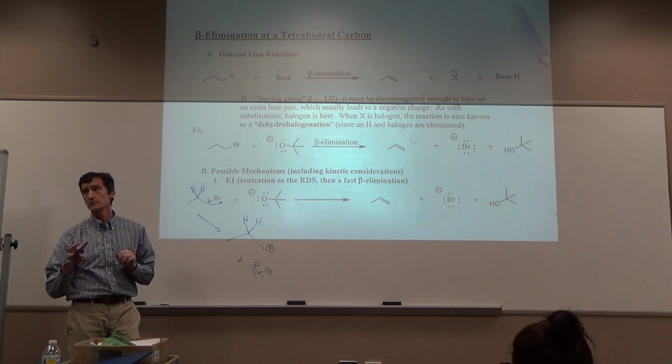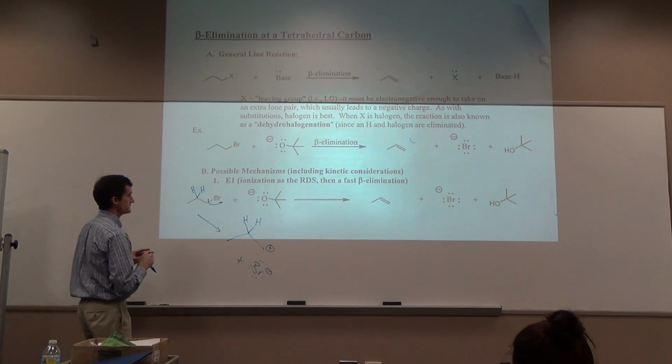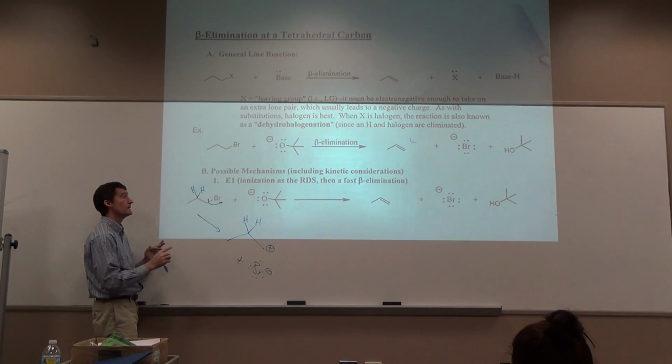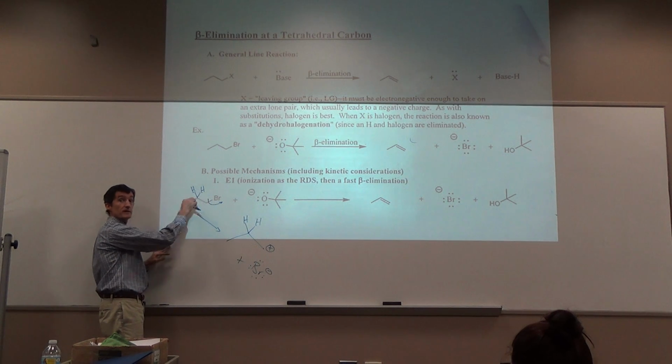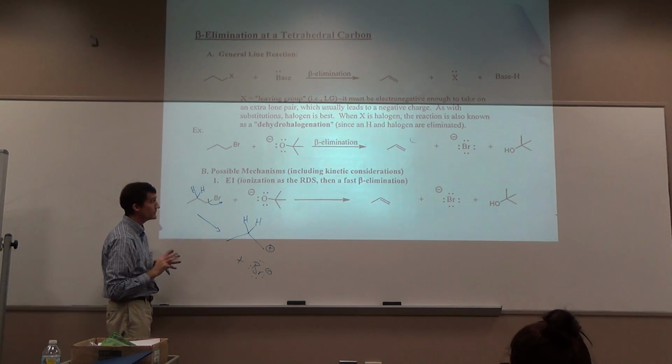Later on, some of you won't be able to identify the beta hydrogen. Where's the beta hydrogen? Not on the carbon leaving group, but it's next door. All right? So don't just gloss over it. You've got to recognize the beta hydrogen.